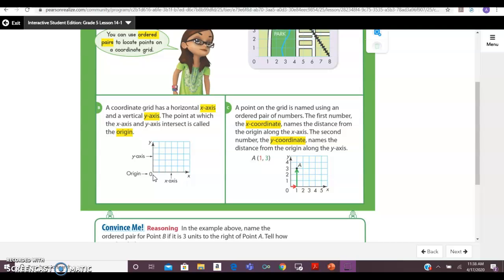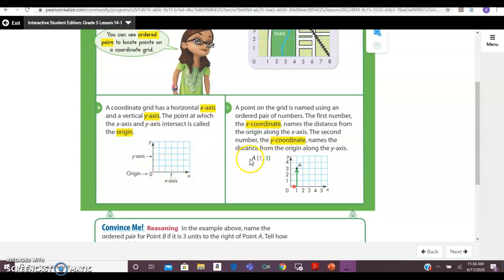Plotting ordered pairs or finding an ordered pair is just like a baby learning to move. When a baby is first learning to be mobile, they have to learn how to crawl first. Once they get really good at crawling, they then learn how to stand and walk. Okay, so the same is true for x and y coordinates. When you're finding an ordered pair, you have to crawl, then stand up.